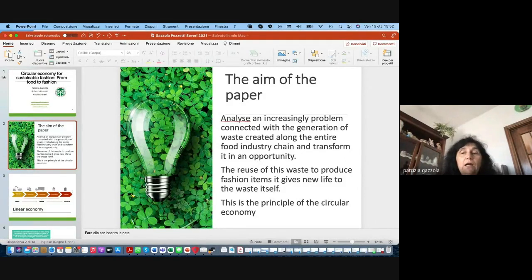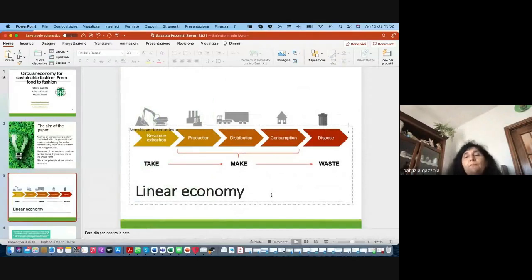To reuse the waste, to produce something very useful and to give a new life to the waste, I think is a very good solution, not to solve the problem, but to try to reduce the problem. And we develop the principle of a circular economy that is, I think, very famous, especially nowadays. I start with the linear economy, that was the economy of some years ago, and maybe is also still used. Linear economy develops the whole production process from the beginning to the end. We start with using resources, with the production, the distribution, the consumption, and then we have something that goes to waste.